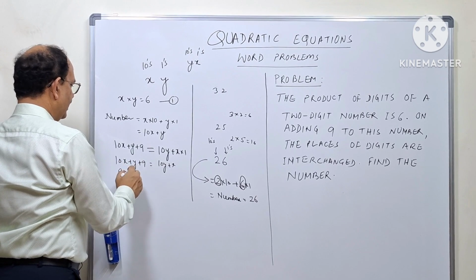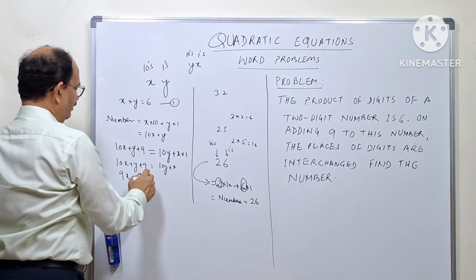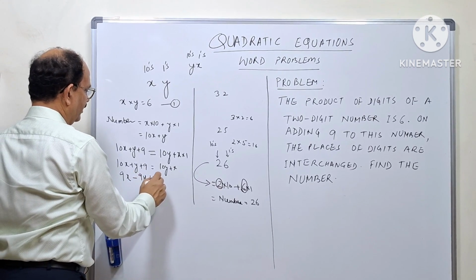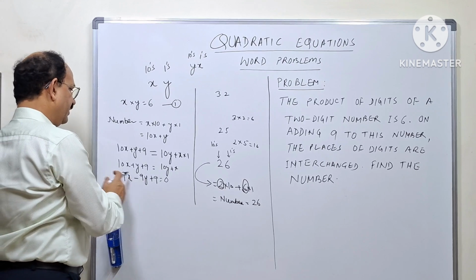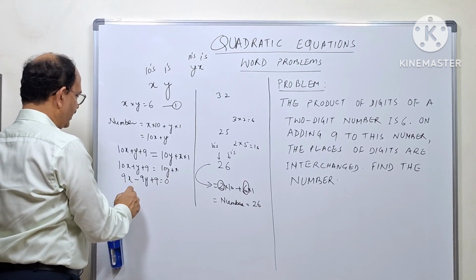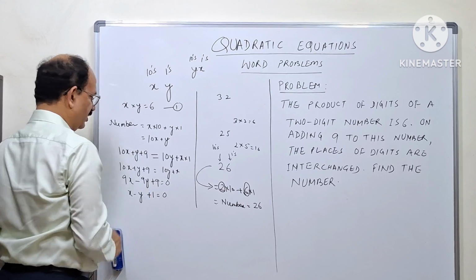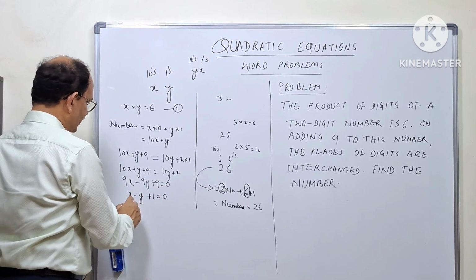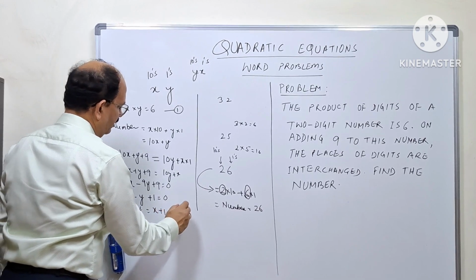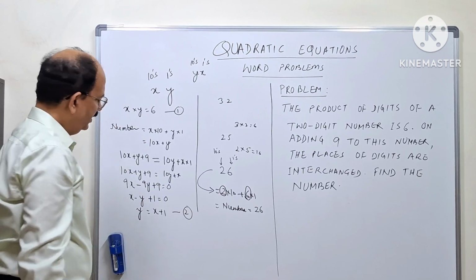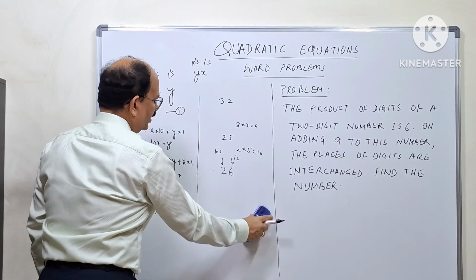And this comes to this side, so it will be minus 9y plus 9, and that will be equal to 0. So if I divide uniformly by 9, then I'll get x minus y plus 1, and that will be equal to 0. And from this I can say then that y is equal to x plus 1. Correct? So we get these two equations.